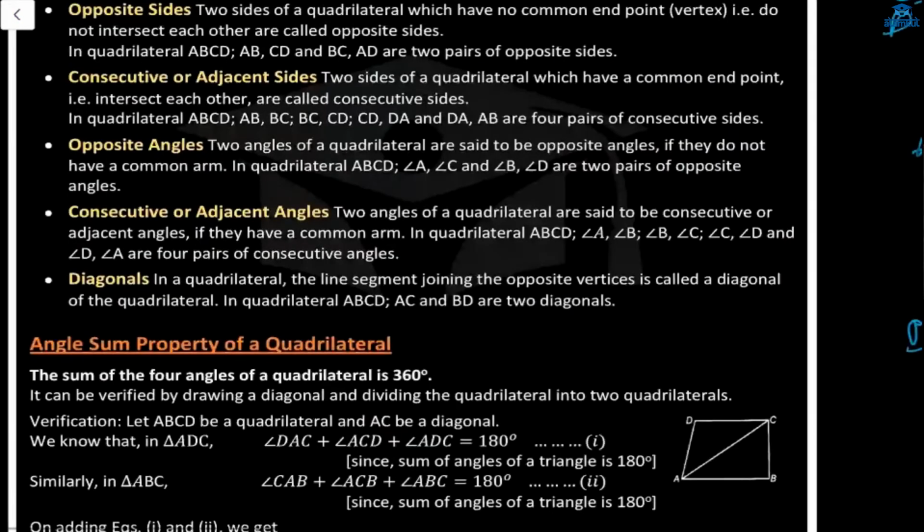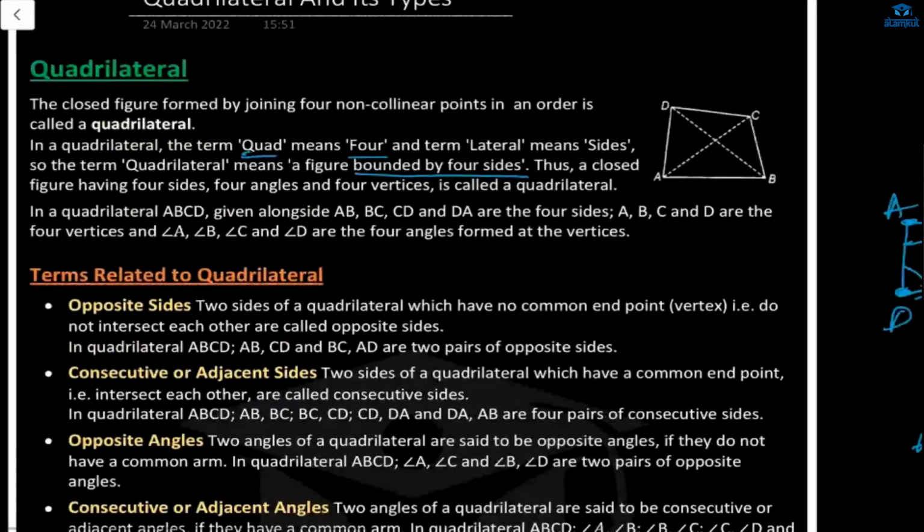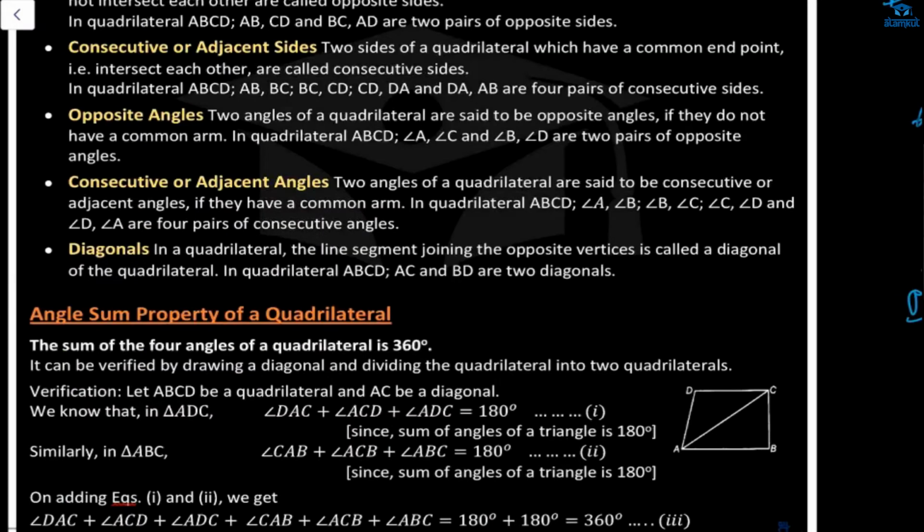Now you can say angle A, angle C. I have written this for this particular figure. Understood? Angle A and angle C are opposite to each other, and angle B and angle D are opposite to each other. So these are the two pairs of opposite angles, because a quadrilateral is a four-sided figure, so we'll be having four angles.